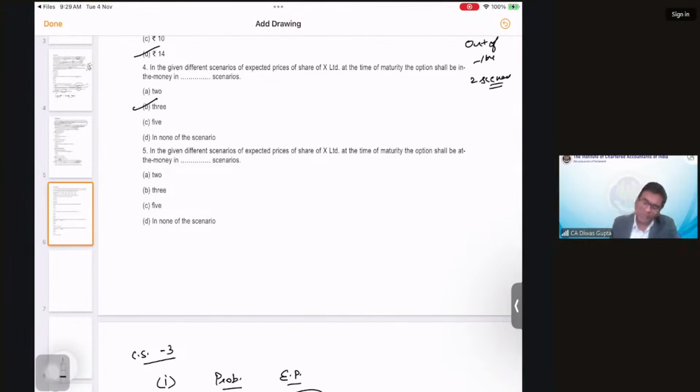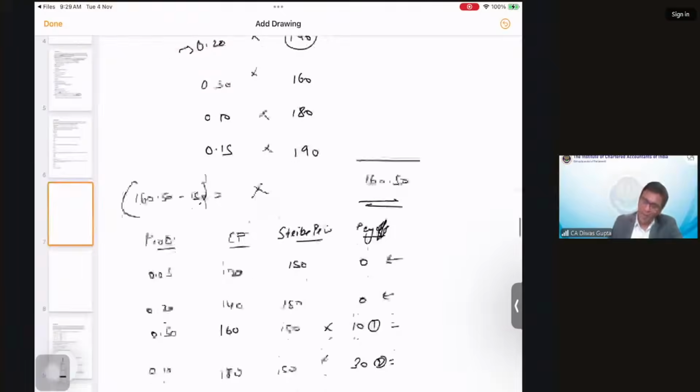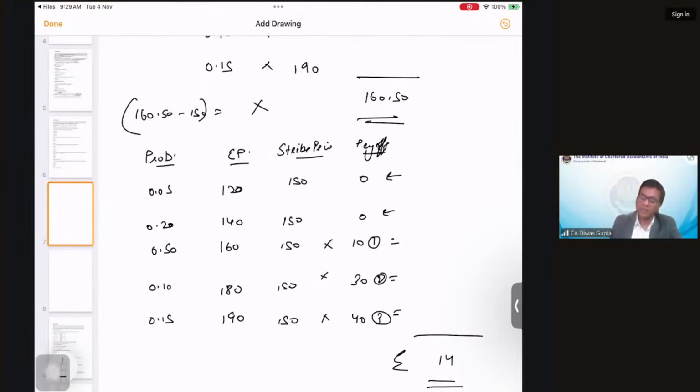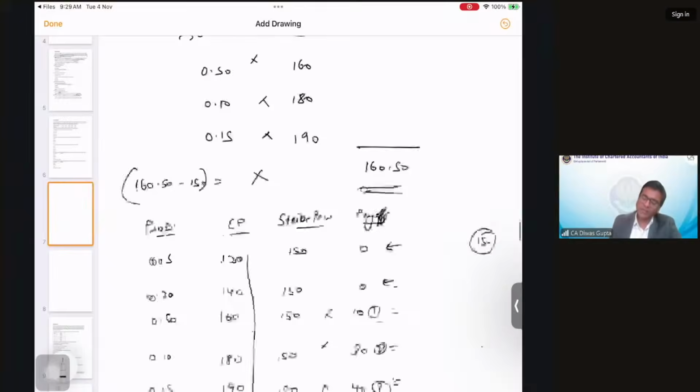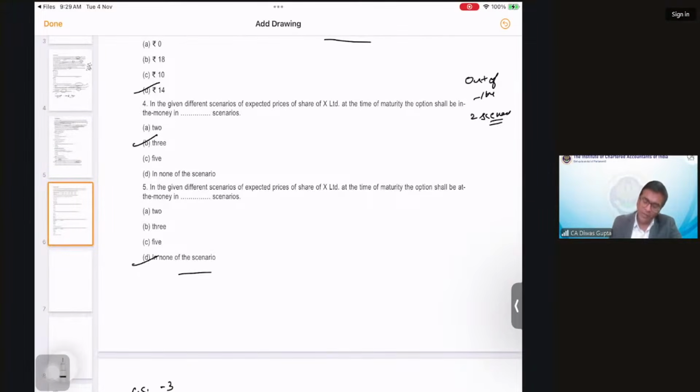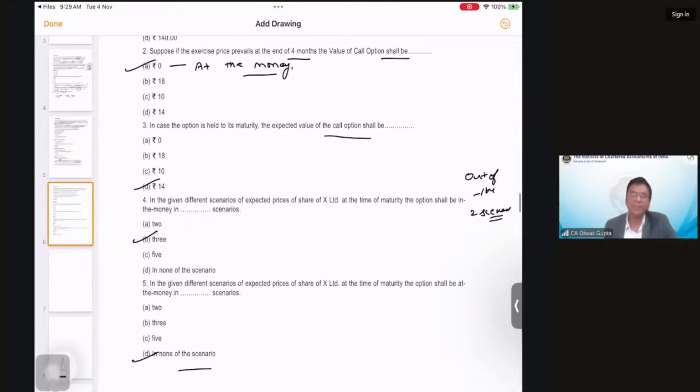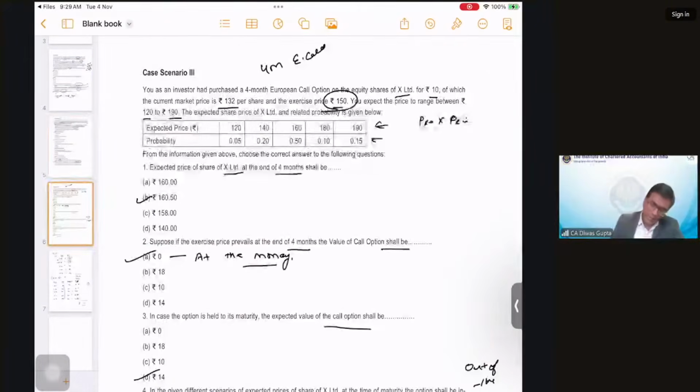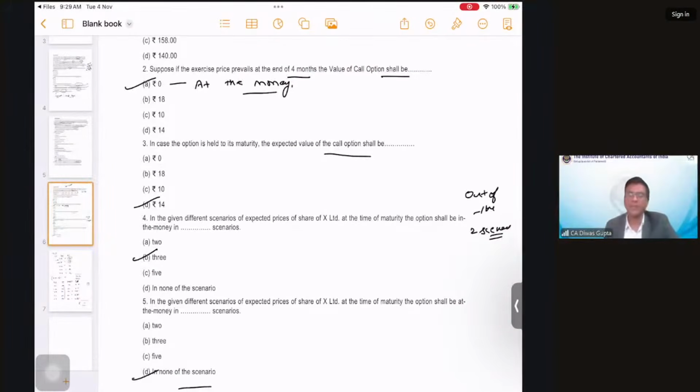In the given different scenarios of expected price of shares of X Limited at the time of maturity, the option shall be at the money in how many scenarios? Now they're asking in how many scenarios it will be at the money. Now at the money can only happen if the exercise price is, sorry, the expected price is 150. So in none of the cases it is 150. So in none of the scenarios will it become at the money. Clear? Any questions or any doubts till now, students?